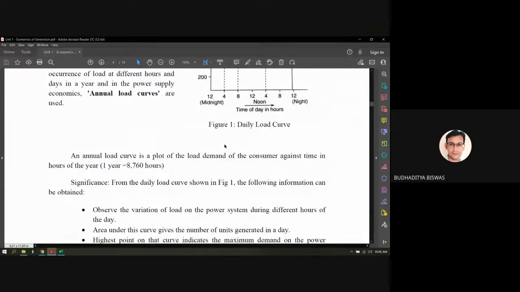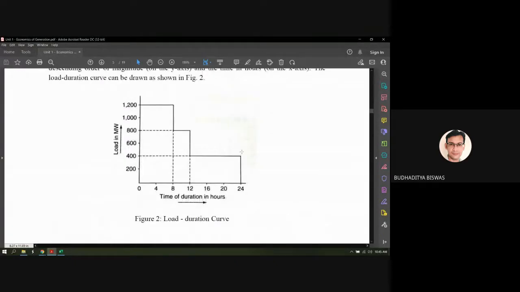Here you see, this is actually the load duration curve. In this load duration curve, what is the maximum demand? Maximum demand is 1200 megawatt and the base demand is 400 megawatt. So what should be the number of generating units in this particular power plant? Say, try to guess. Don't feel shy. Whatever comes to your mind, please share it with the friends.